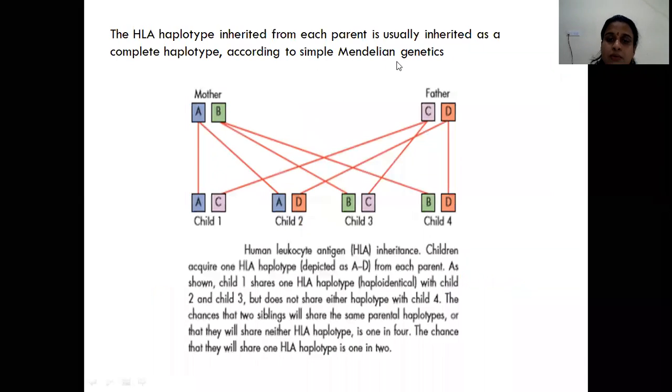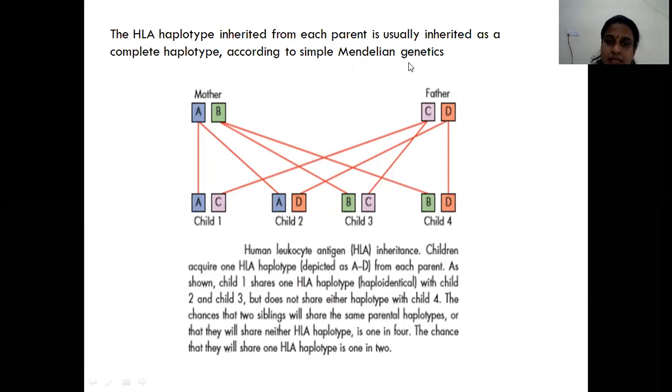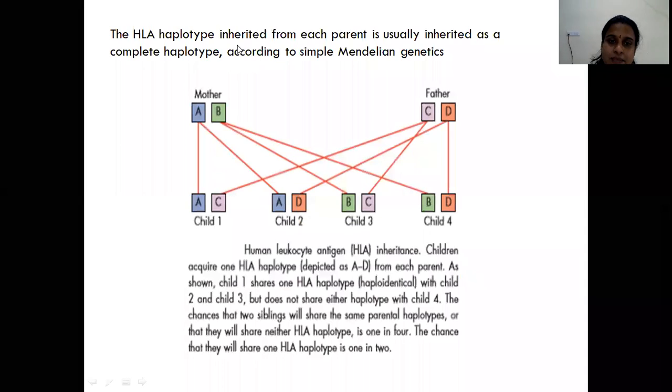This again, I told you about the inheritance of these HLA antigens. This haplotype is inherited from each parent. It is a complete haplotype. And depending upon the homozygosity, they are codominant. So depending upon the homozygosity, the number of genetic HLA haplotypes that we derive depends.